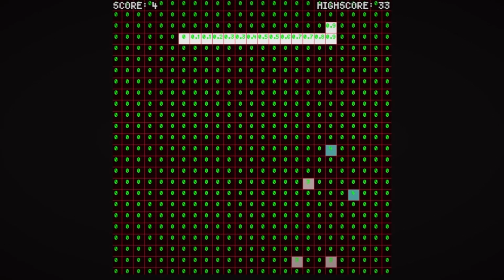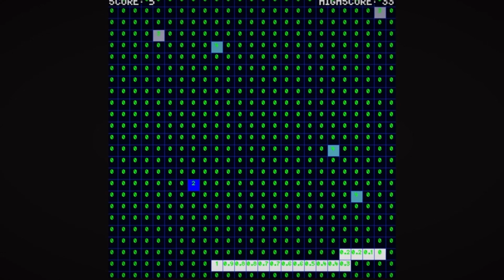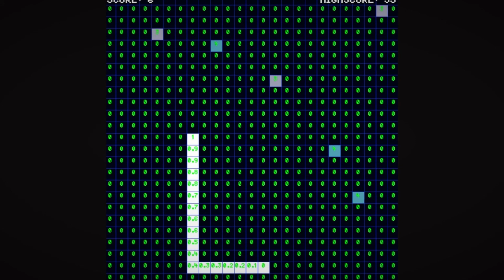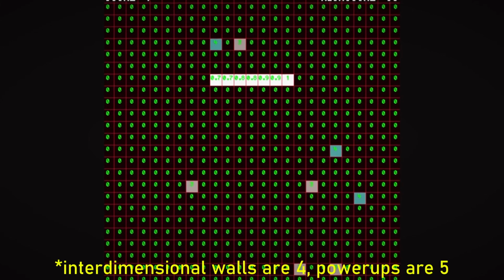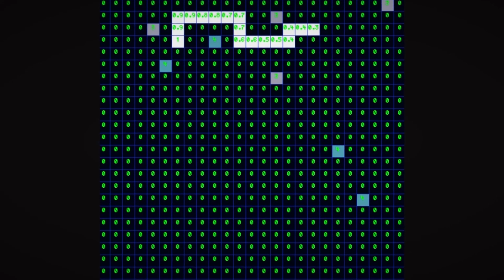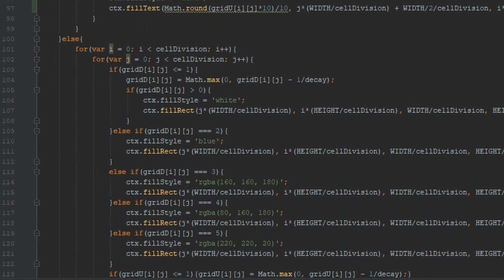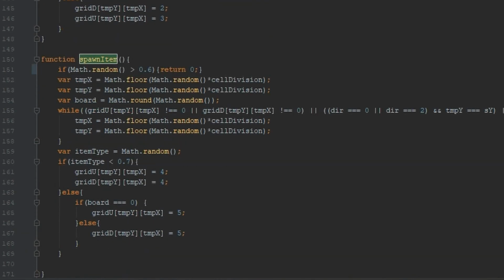Power-ups and other walls are just given higher numbers than 1, so like walls are 3 I believe, and power-ups are 4. It's not really that complicated. I didn't want to mess around with classes or anything. It's like 400 lines of code, and it wasn't written particularly effectively, but that's something for another day.